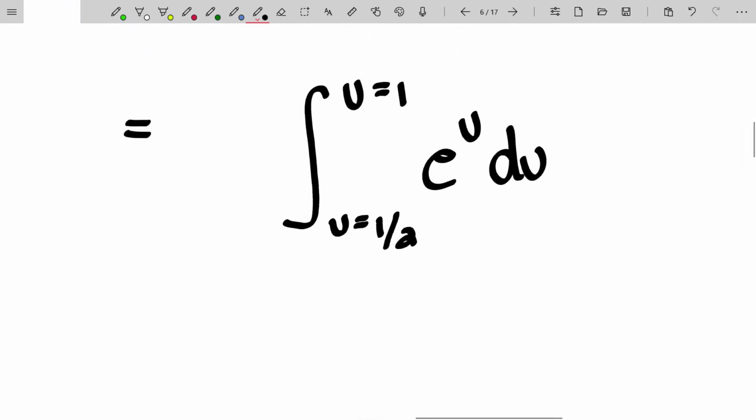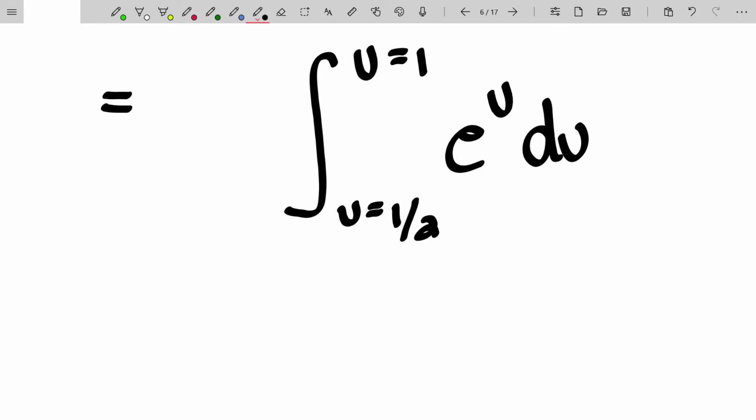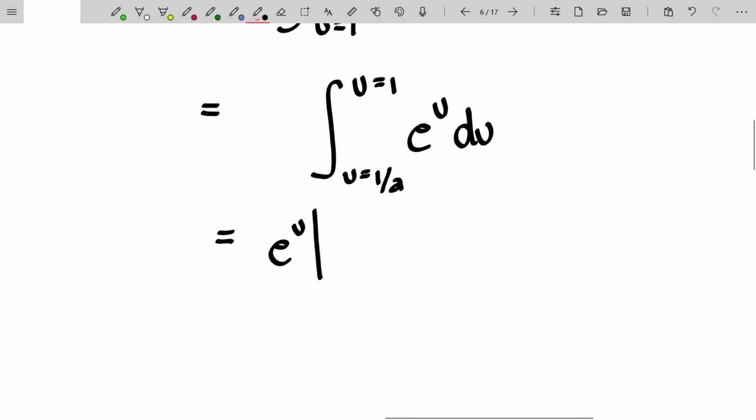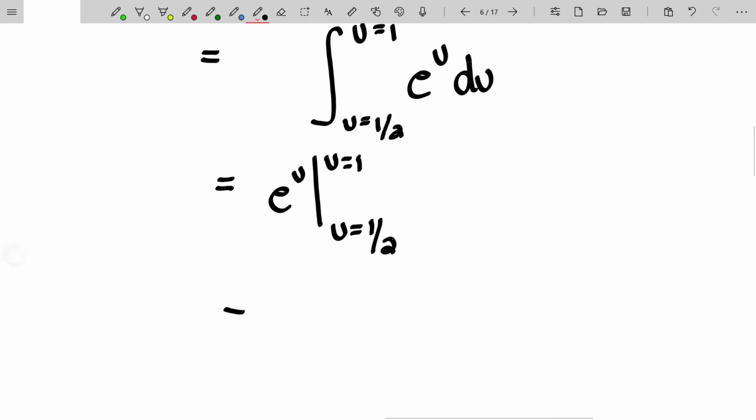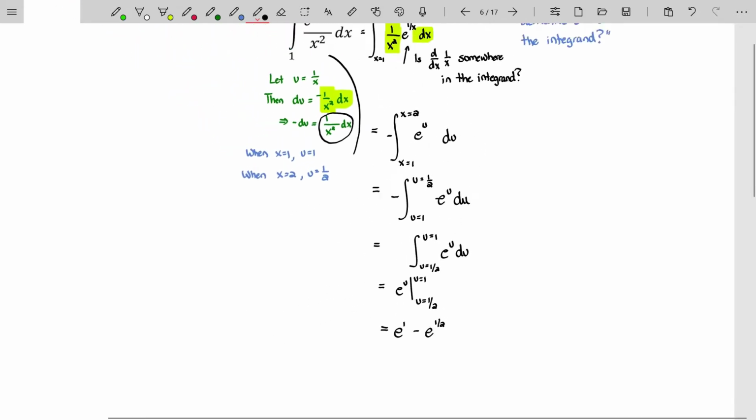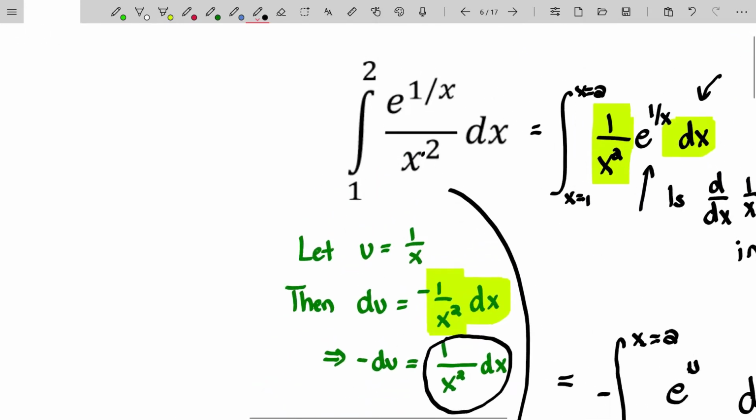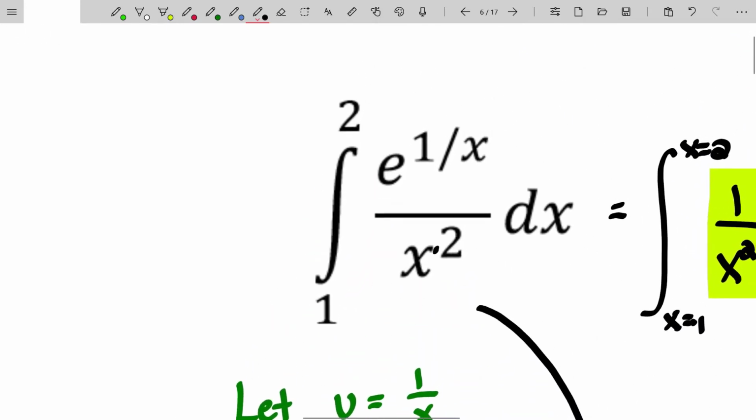Now, question. What would you take the derivative of to get that simple e to the u? And you would say e to the u. And I would say you're absolutely correct. And you're evaluating that from u equals 1/2 to u equals 1. In other words, you get e to the first minus e to the 1/2. That is the area underneath this curve right here from x equals 1 to x equals 2.